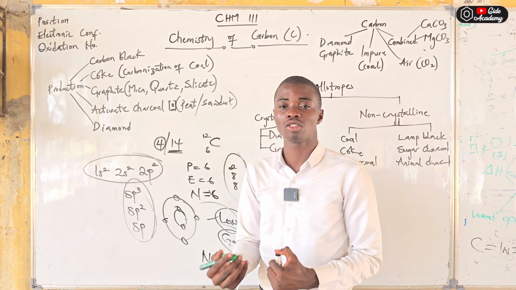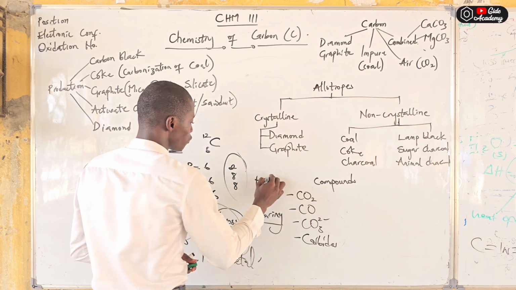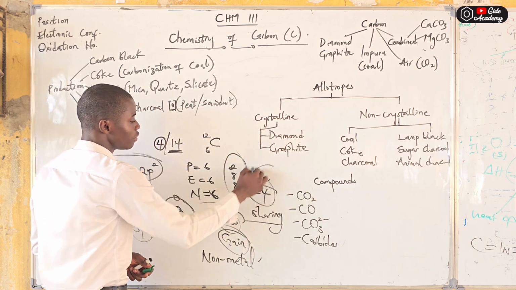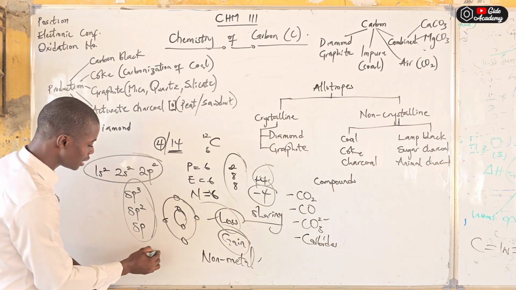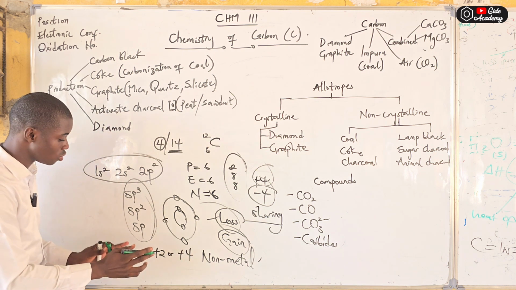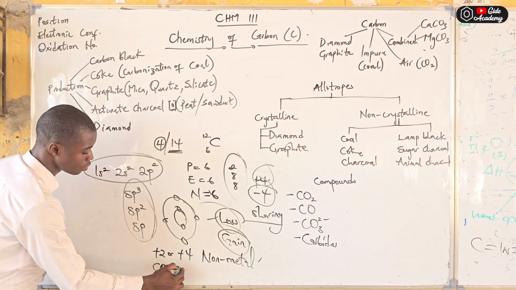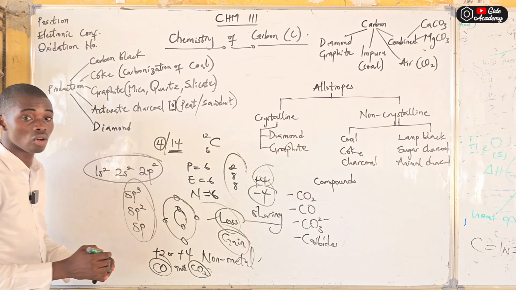Another very good question: what is the oxidation number of carbon? Some people will say carbon has the oxidation number of +4 and -4, which is very, very wrong. Carbon has 2 oxidation numbers. It is either +2 or +4. How do you confirm this? For CO and CO2. So these are the 2 oxidation numbers of carbon.